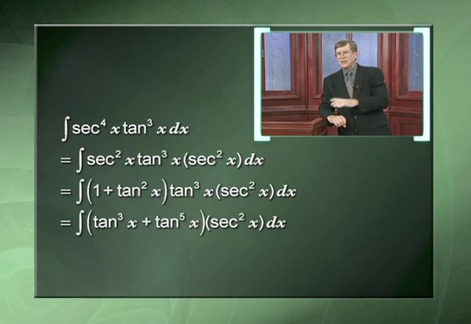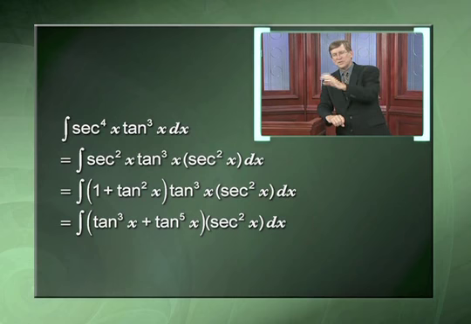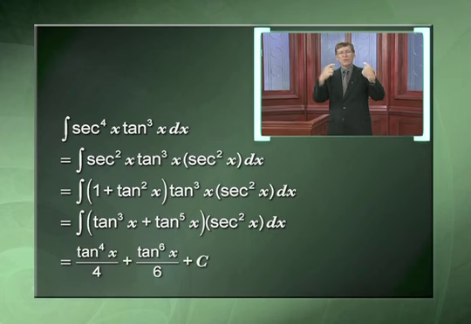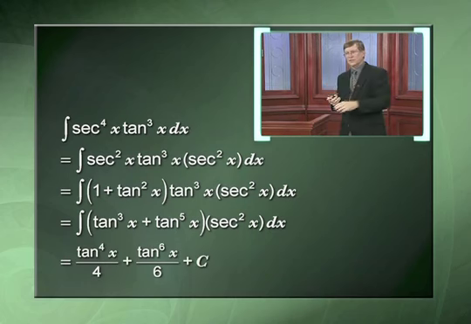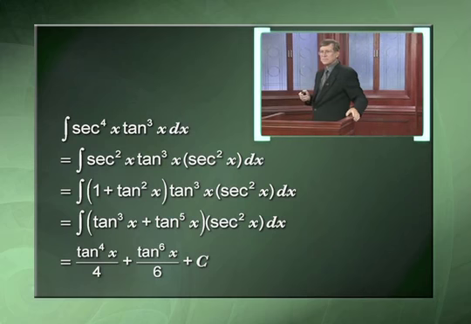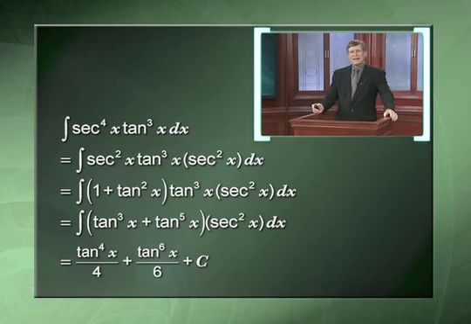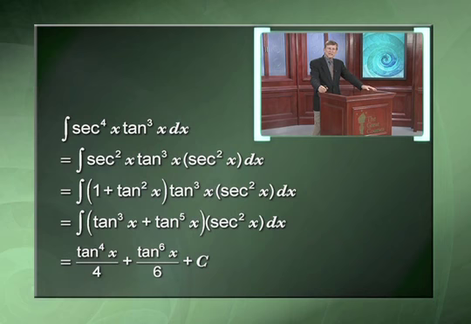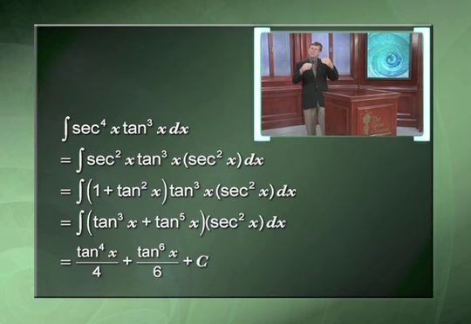Let u be tangent. The derivative of tangent is secant squared, and it's sitting right in front of us. So the antiderivative is tangent to the fourth over 4 plus tangent to the sixth over 6 plus a constant. Good. It turns out with these combinations of secants and tangents that you also can do it another way.